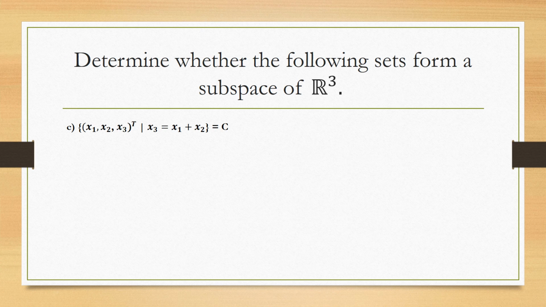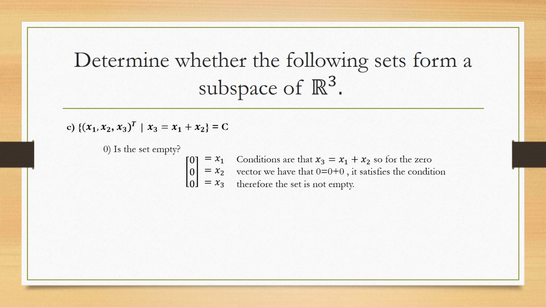Let's go to our third part C. We have the set of vectors (x1, x2, x3) transpose such that x3 equals x1 plus x2. We can call this set C. Now again, we first check if our set is empty with our zero vector. The conditions are that x3 equals x1 plus x2. So for the zero vector, we have that 0 equals 0 plus 0. It satisfies the condition, therefore the set is not empty.